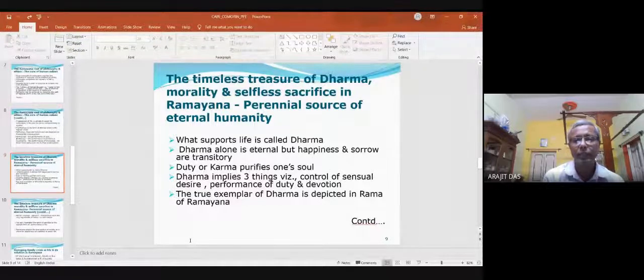Dharma alone is eternal, but happiness and sorrow are transitory. Duty or karma purifies one's soul. Dharma implies three things: control of sensual desire, performance of duty, and devotion. And the true exemplar of dharma is depicted in Rama of Ramayana.